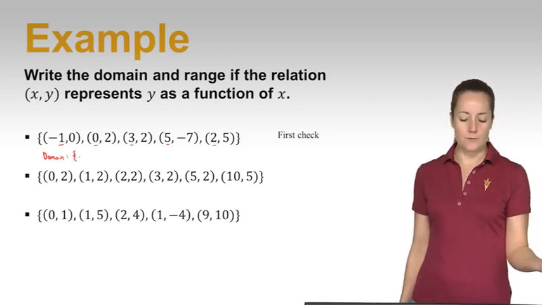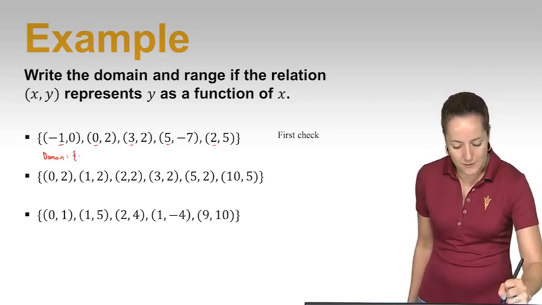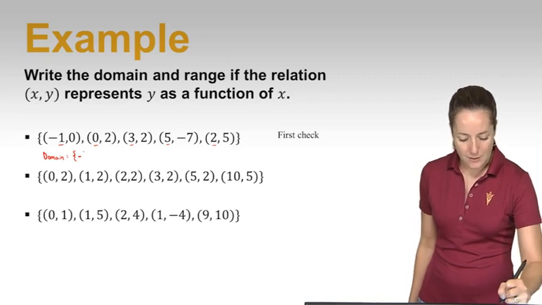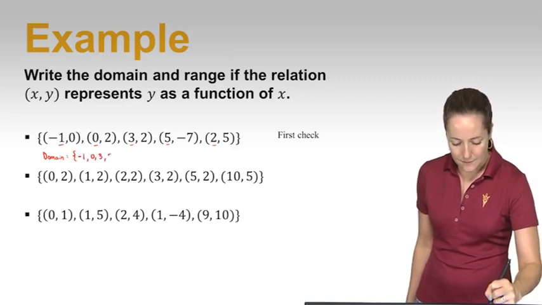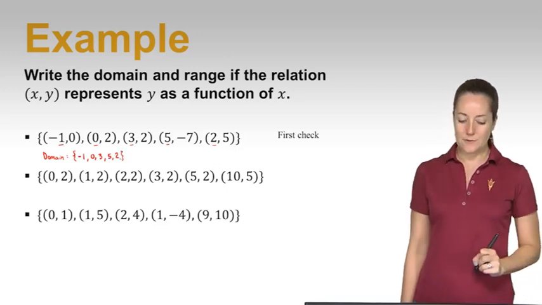Now you can write them in whatever order you want. I'm going to just write them in the order that they appear left to right here: -1, 0, 3, 5, and 2. So the domain is specifically those 5 numbers.